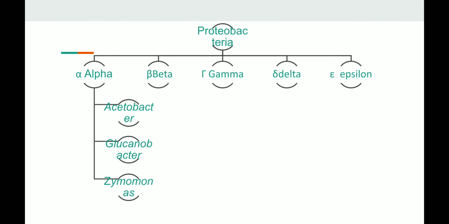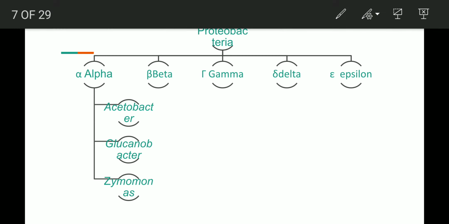The Proteobacteria has 5 subclassifications. In the 5 subclassifications, the industrially important group is the alpha bacteria. In the alpha bacteria, the important ones are the strains of Acetobacter, Gluconobacter and Zymomonas. So Acetobacter and Gluconobacter are the acetic acid bacteria, and Zymomonas is the alcohol producing bacteria.